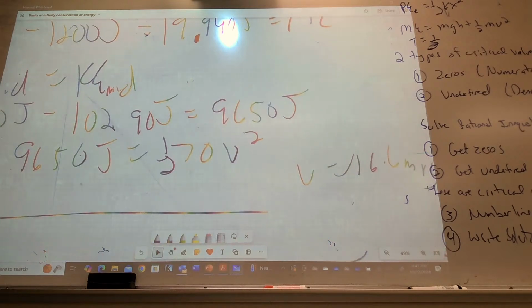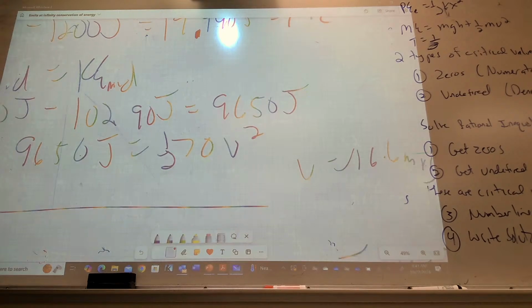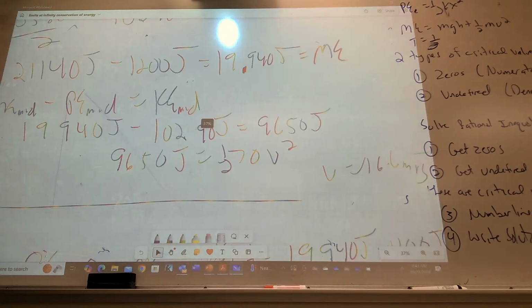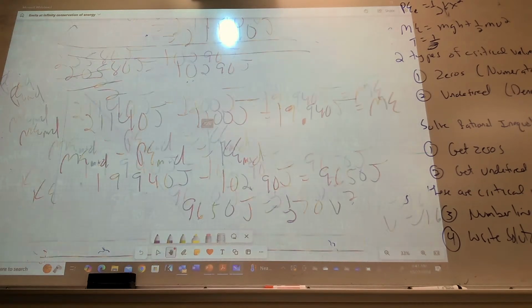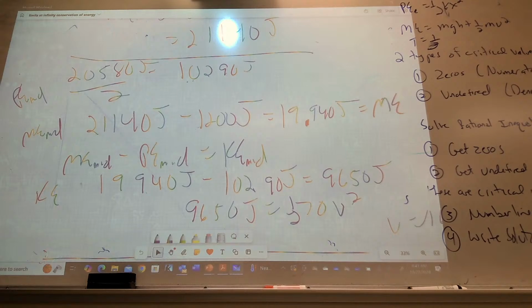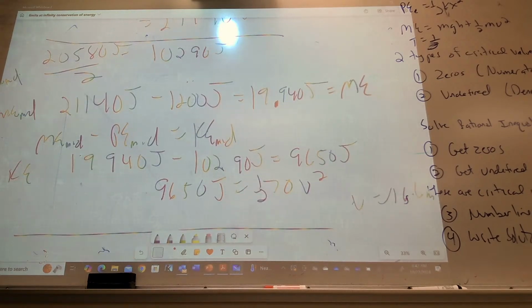what's our potential energy at the bottom? 0. What's the mechanical energy in the middle? 19,940. Okay, still check. You subtract that from, first, did you subtract 1,200 from 21,140? No, I got it now. That's where I messed up.